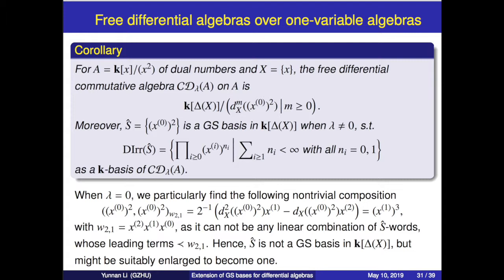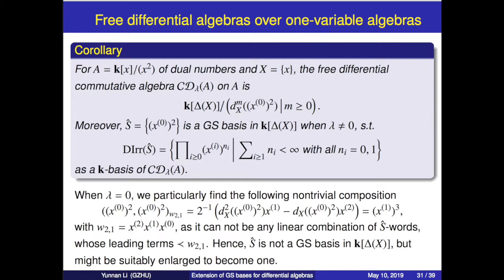Then why does it fail when the weight lambda is zero? This case fails because we can find the following non-trivial composition. Do you remember that this is a new composition missing in other cases, the non-commutative case and the weight non-zero case? This composition W_{m,n} did not appear there. Here m and n are different. Then it becomes more complicated. So it's in the middle term.